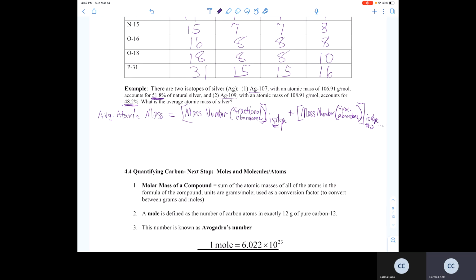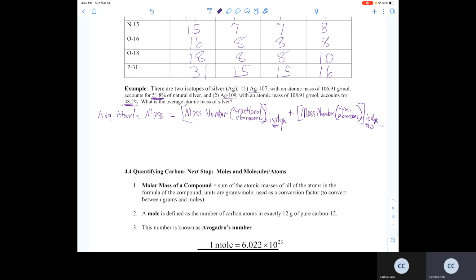Some elements like silver only have 2 isotopes. Others, for example, like carbon, have 3. There are other elements that may have 4 or 5 different isotopes. So you follow this same formula. You take the mass number, multiply it by its fractional abundance. How do you get the fractional abundance? You just take the percent and convert it into a decimal.